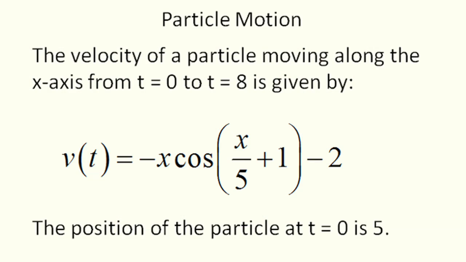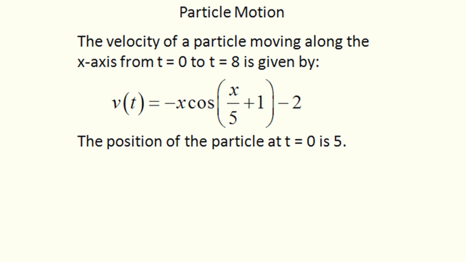Today we'll be doing a particle motion question, a question that is common on both the AB and BC exams, which are given every year in May. So let's get started. For this particular problem, we're going to be looking at the velocity of a particle moving along the x-axis from t equals 0 to t equals 8, given by this function. The position of the particle at t equals 0 is 5.